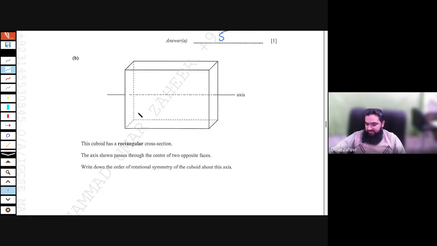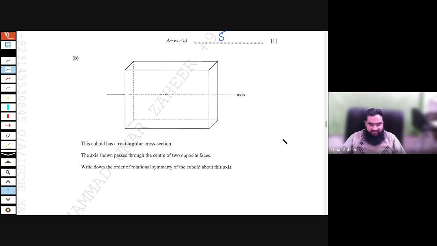All right. Now this cuboid has a rectangular cross section. The axis shown passes through the center of the 2 opposite faces. Write down the order of rotational symmetry of the cuboid about this axis. How many? 2.